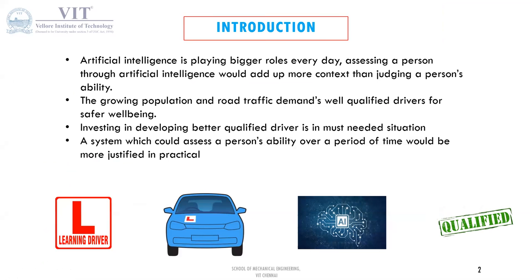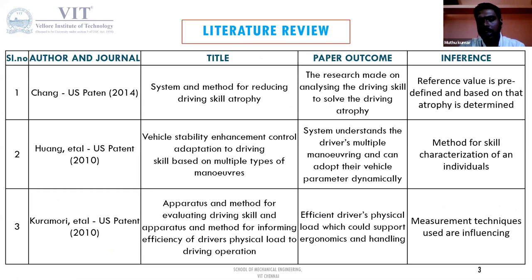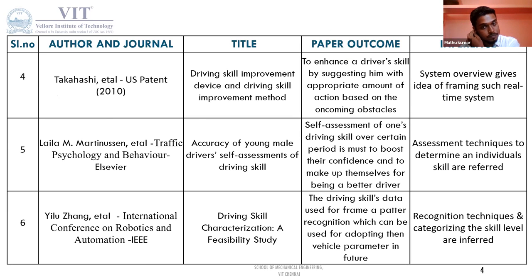I've been using artificial intelligence to judge driver skills. I've been surfing through various papers related to artificial intelligence in assessing a driver, and I've come across a lot of them. Some of them have been very useful and informative for developing this work, and most of them were patents. But the end products of those papers have been different. Their outcome was for reducing driving skill atrophy, or they were developing the system for better ergonomics and handling. My purpose in this paper is to assess a person before getting licensing.